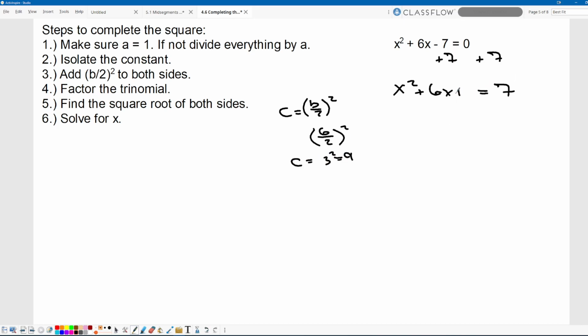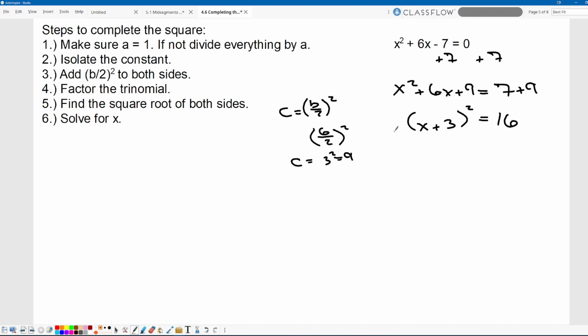So I need to add 9 to both sides of my equation. I have to add 9 to both sides of the equation because if I only add it on the left side, it's no longer a true equation. And I have altered it, so now I'm just going to go ahead and factor the trinomial. So on the left side, I have this x squared plus 6x plus 9. This is a perfect square trinomial, and it factors into x plus 3 squared. And then that's going to be equal to, on the right side, we have 7 plus 9, which gives me 16. So x plus 3 squared is equal to 16.